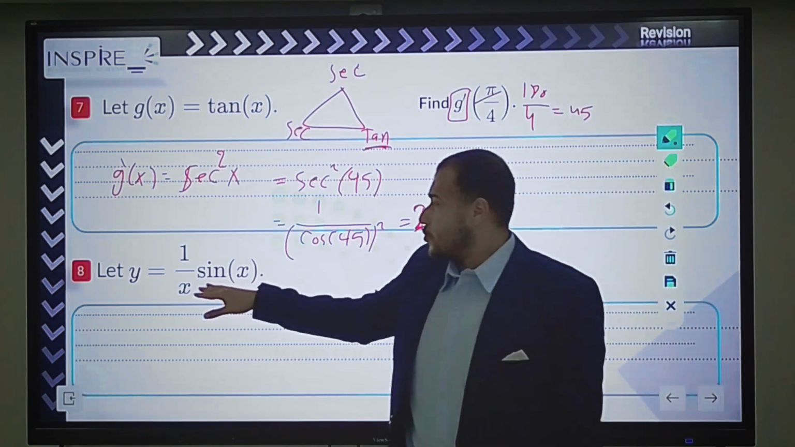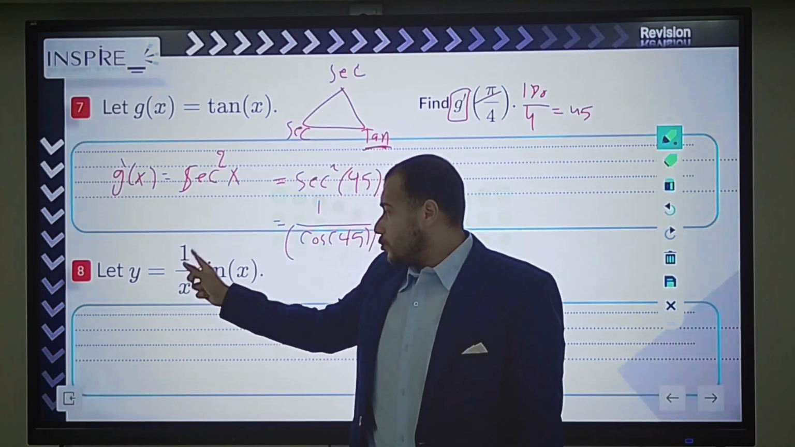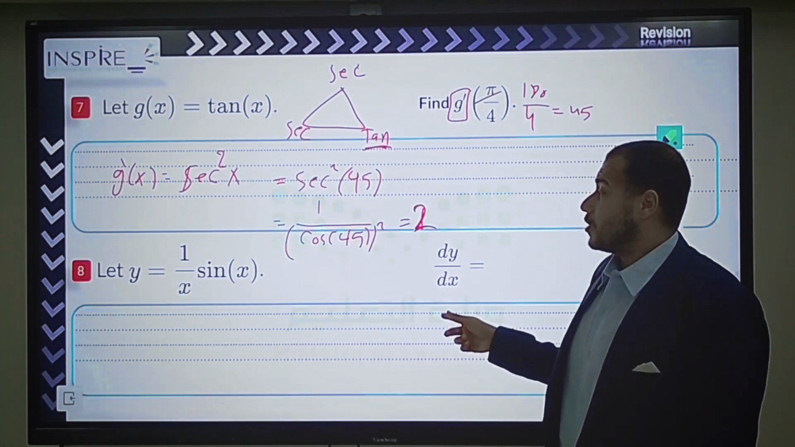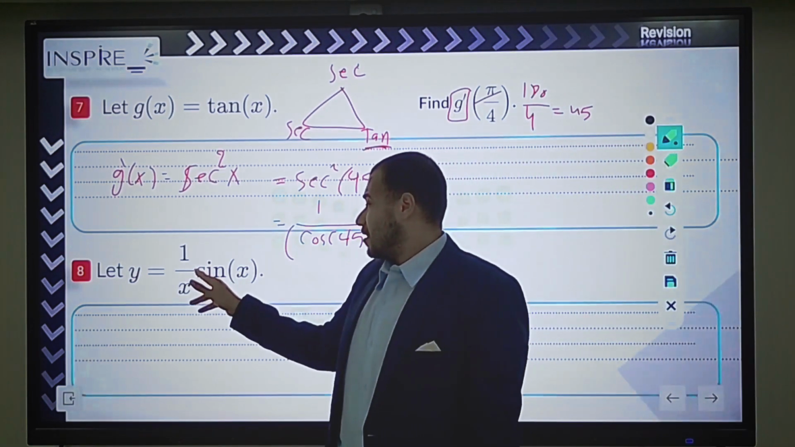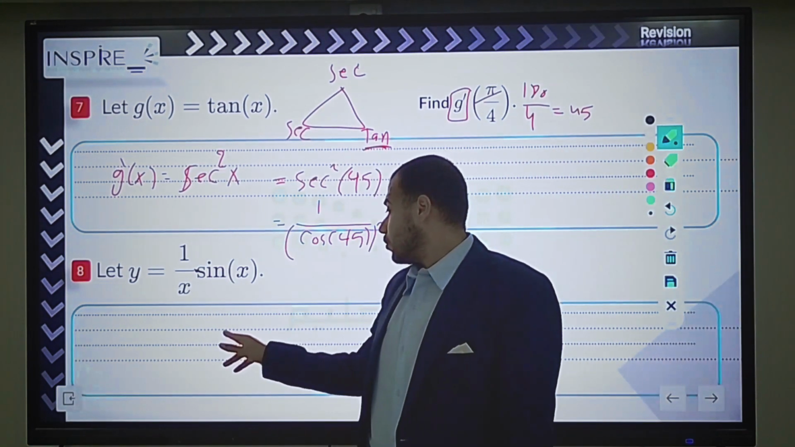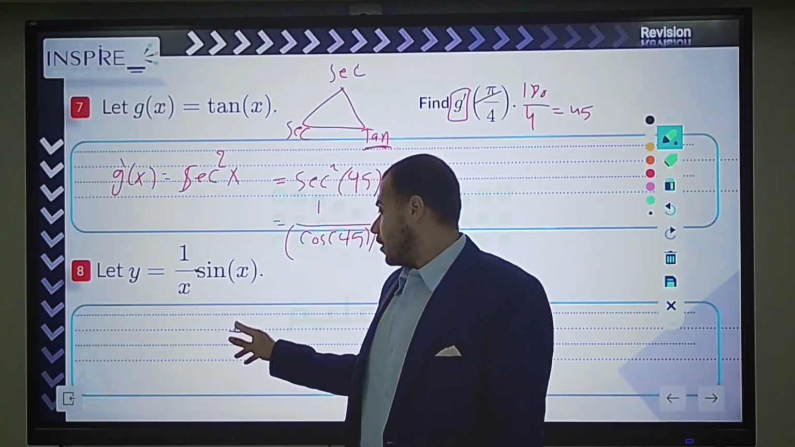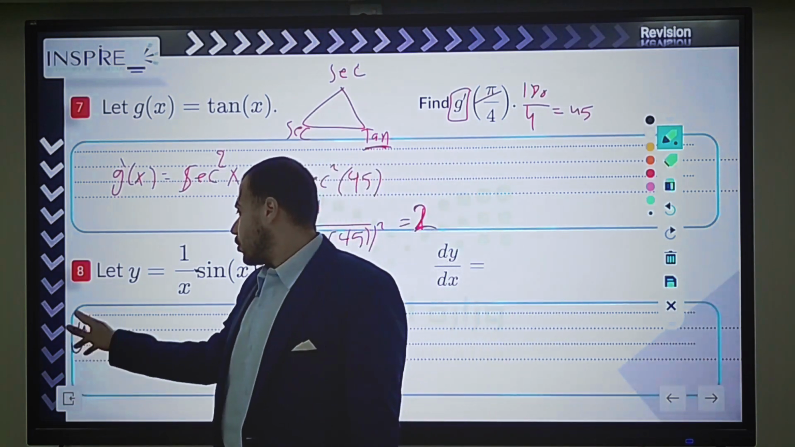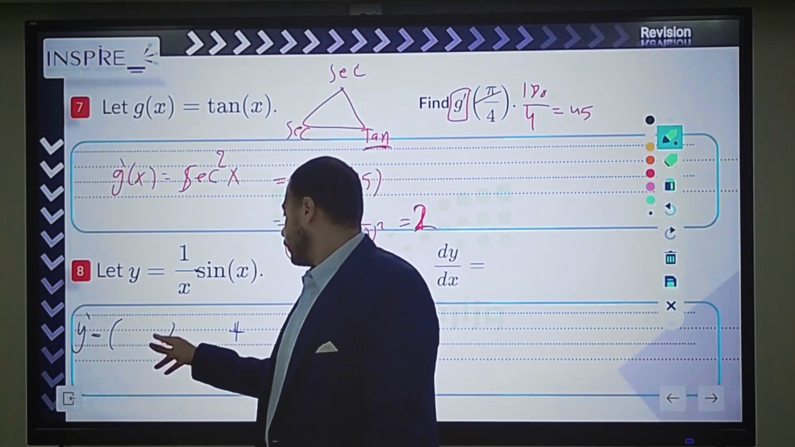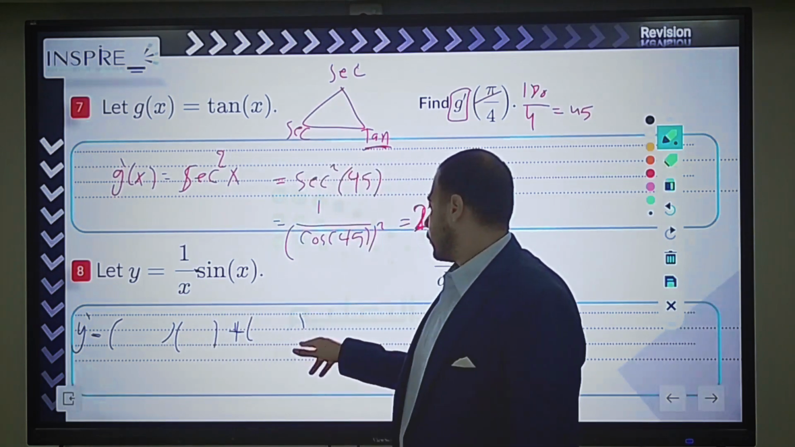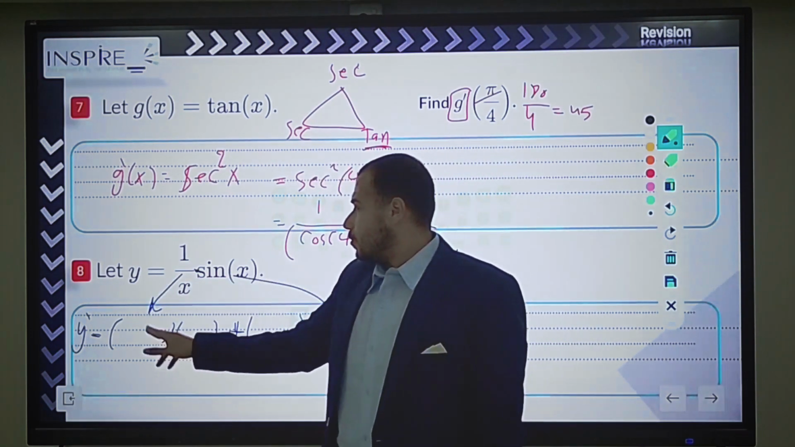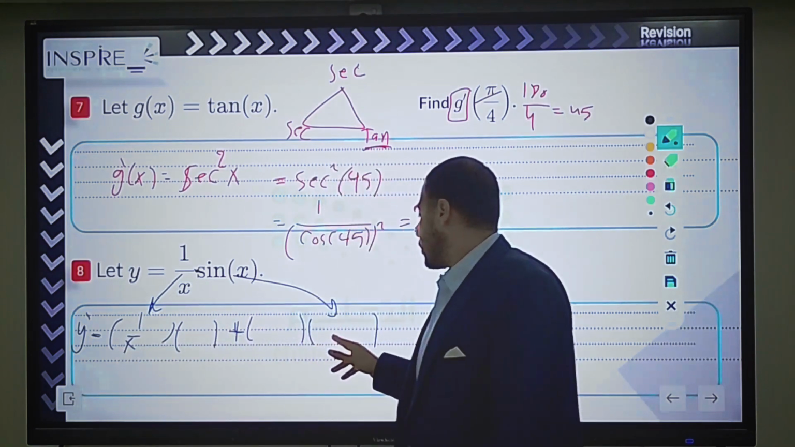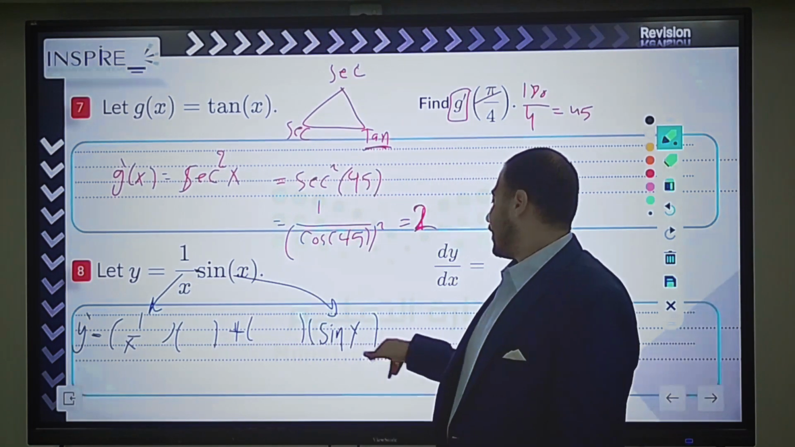Okay, this one. y is equal to 1 over x times sine x, and we need to get dy/dx, the derivative of this. To get the derivative, this is the product rule, so we use the product rule. So we will add and get the derivative. This is y dash equal to. Okay, keep the first function the same, keep the last function the same, so it will be 1 over x, and this one will be sine x.